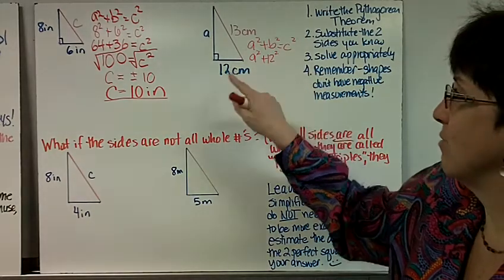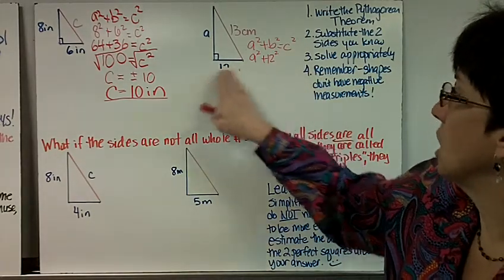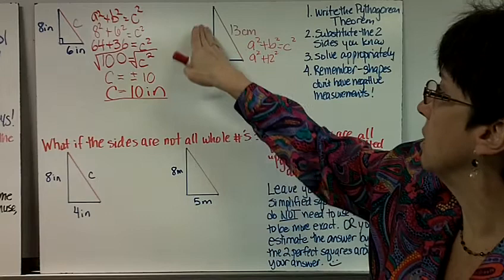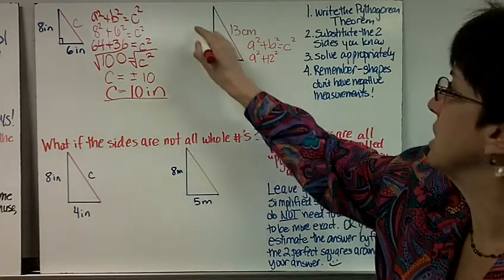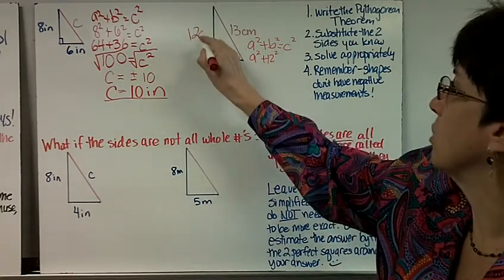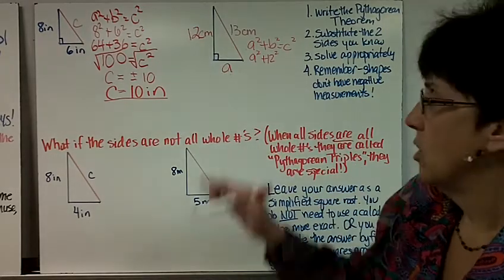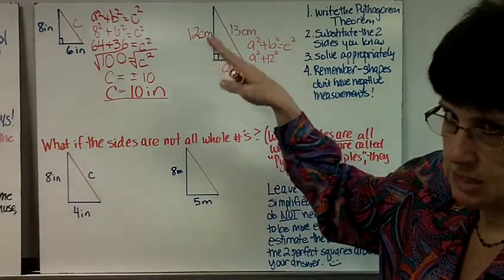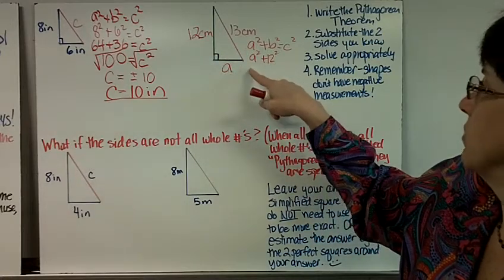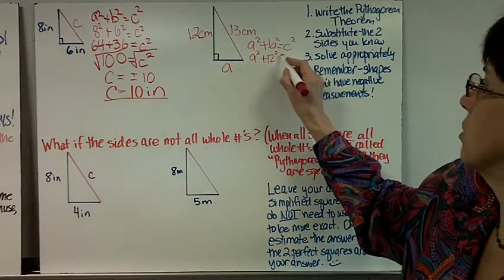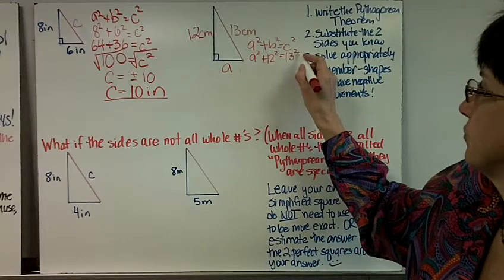You know what I did? I messed up my measurements. This should be, hold on one second. This should be, otherwise you'll look at it and go, that doesn't make sense. Let's make this be the 12 cm and this be the A, okay? I'm sorry, it just looks better this way. We'll get the same answer. You'll see what I mean in a minute. All right, A squared plus 12 squared equals 13 squared.